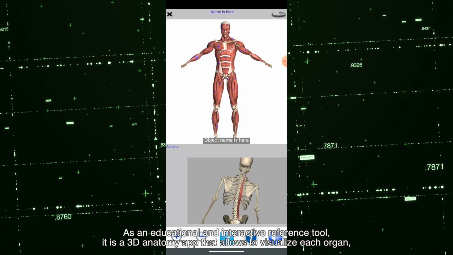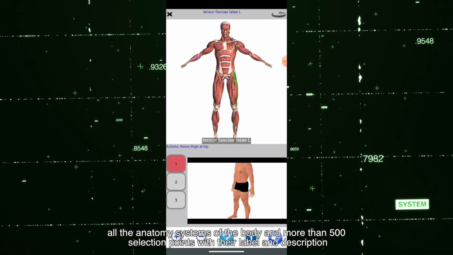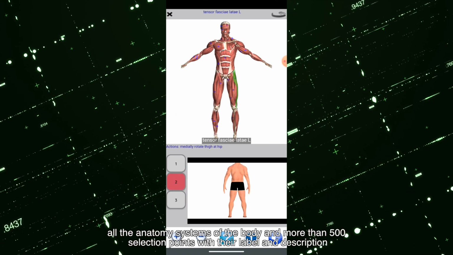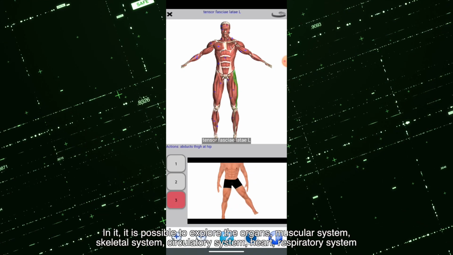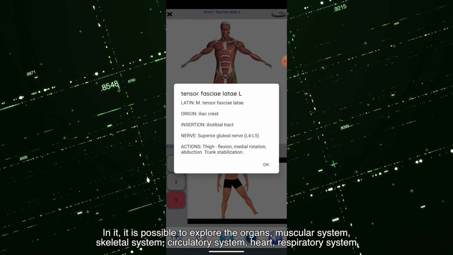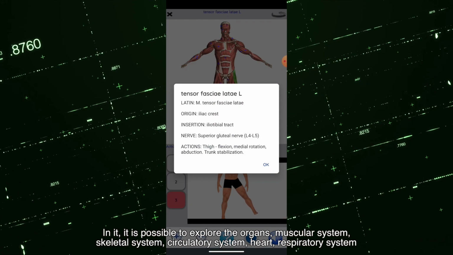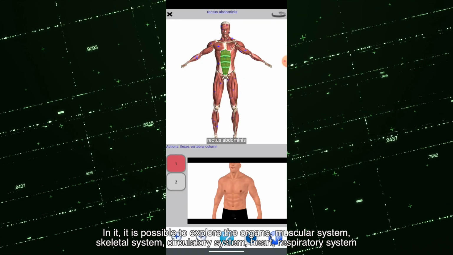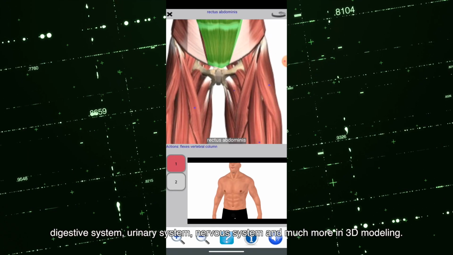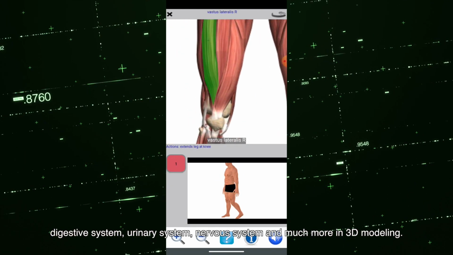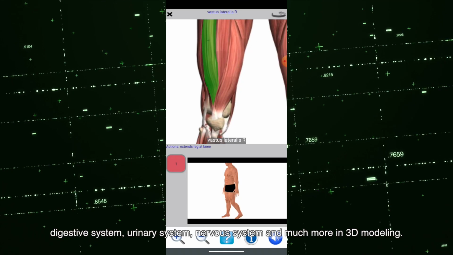to visualize each organ, all the anatomy systems of the body, and more than 500 selection points with their label and description. In it is possible to explore the organs, muscular system, skeletal system, circulatory system, heart, respiratory system, digestive system, urinary system, nervous system, and much more in 3D modeling.